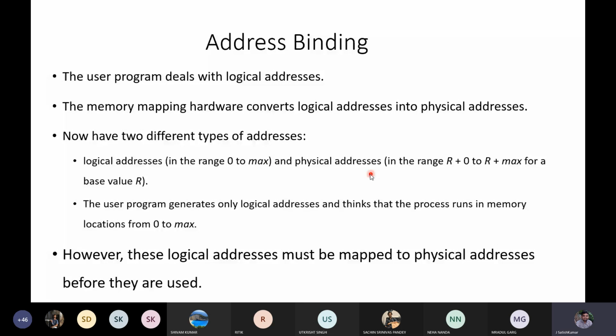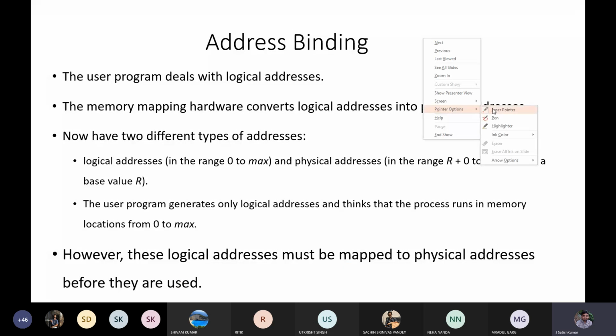But physical addresses on the main memory we will not keep as a simple range. We will keep the range that is available, from R plus 0 to R plus maximum, for the base value of R. The user program generates only logical addresses. Think of the process as running in memory from location 0 to max. However, logical addresses must be mapped to physical addresses before they are used.